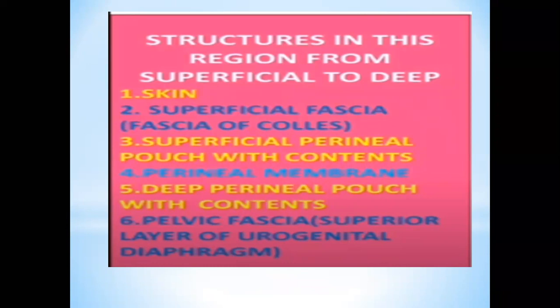And very beautifully you have explained that if we dissect from superficial to deep, it will come like this. But if we go from deep to superficial, it will be vice versa. Starting from the pelvic fascia, then the deep perineal pouch with its contents. Then we have the perineal membrane, which divides the superficial and deep perineal pouches. And then the superficial fascia, that is the fascia of Colles. And then lastly, superficially, we will have the skin.